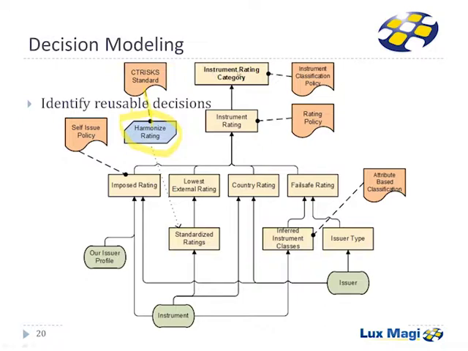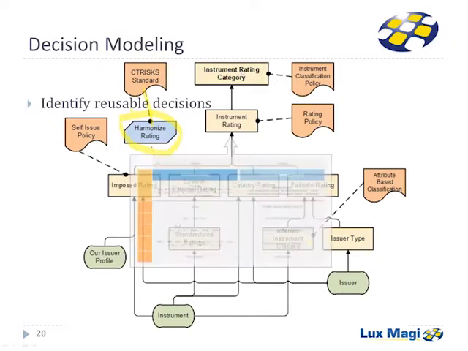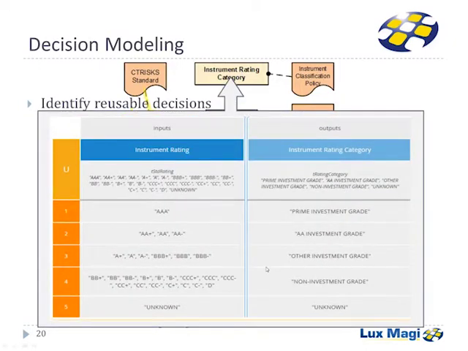So for example, if we look at instrument rating category, which has a single input, inside or behind that decision, we can see a decision table which reflects the underlying logic of how that part of the decision is being made. You can see the input on the left here in this decision table, instrument rating, and for the various values of instrument rating, you can see on the right the resulting instrument rating category. This is a decision table.